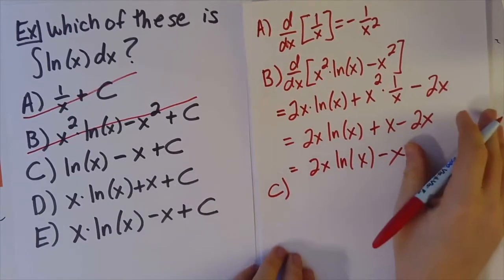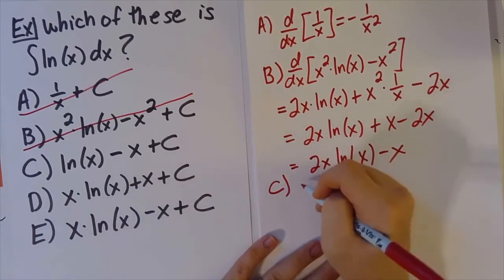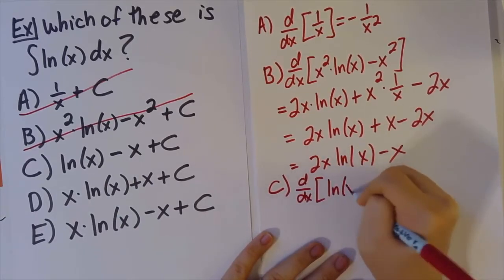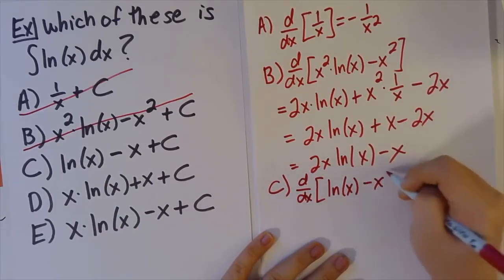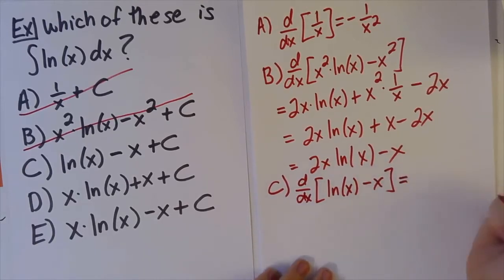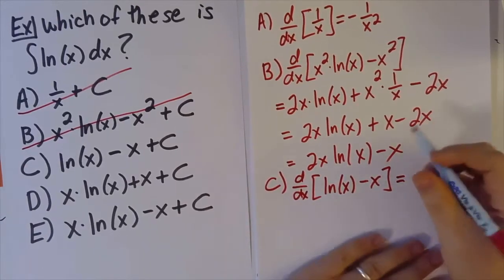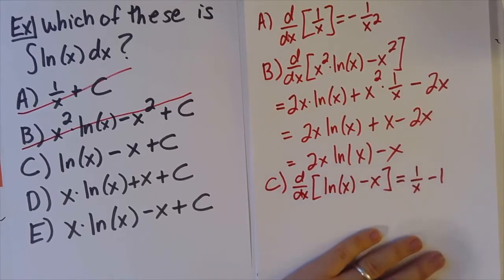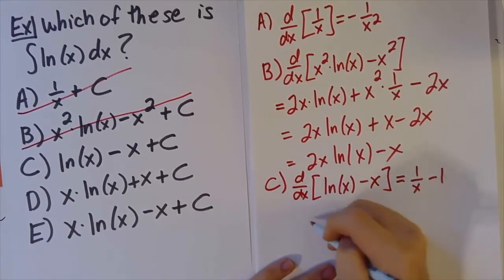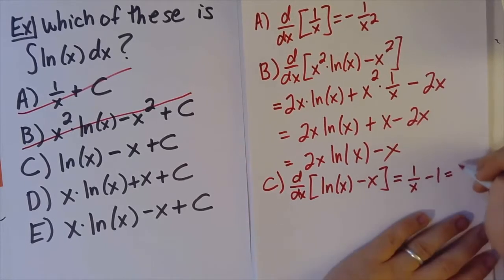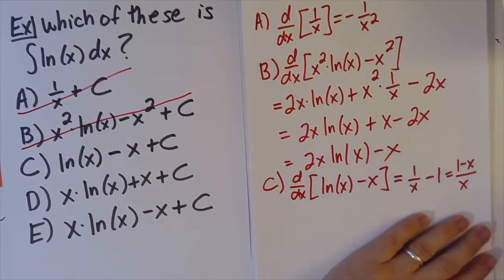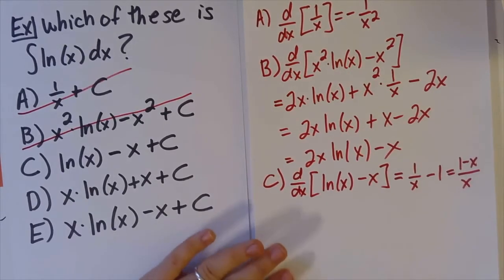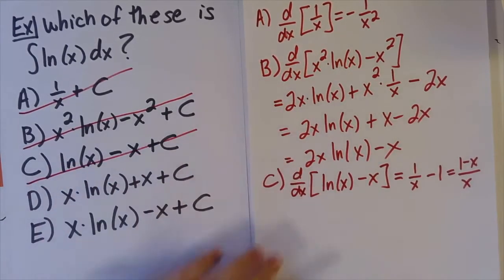Okay, so C, we're given, hey, let's guess natural log of x minus x. Okay, so if I take that derivative, it's going to be 1 over x minus 1, which is going to be equal to, I guess, 1 minus x over x. That one doesn't even have a natural log in it, so it's probably not that one.